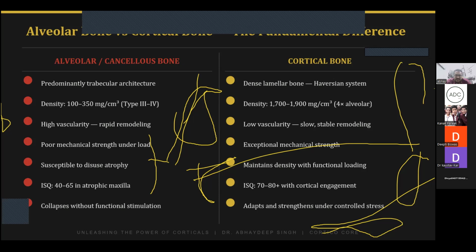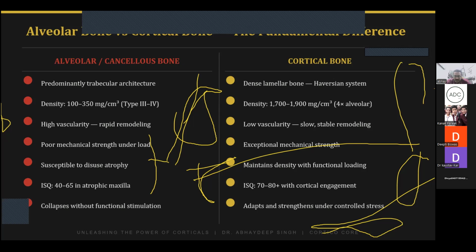This cancellous, the medullary, the spongy bone does not take much mechanical stress. These are susceptible to disuse atrophy. When there is loss of tooth, the alveolar bone tends to go away. The bone loss that occurs is in the alveolar bone region only. You have never seen anybody with a missing jaw, right? The jaw never goes away. The mandible always stays. There is always cortical bone that is left behind after the teeth are lost and the alveolar bone is gone.